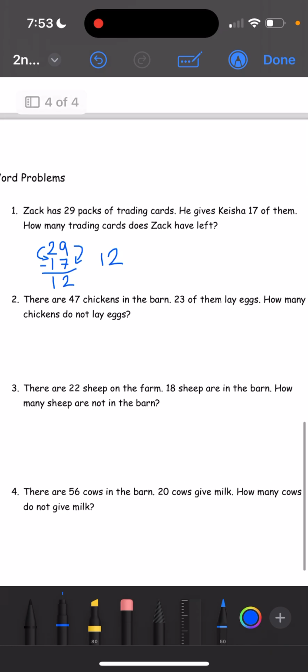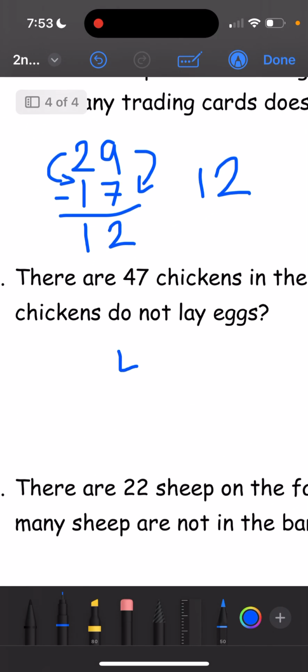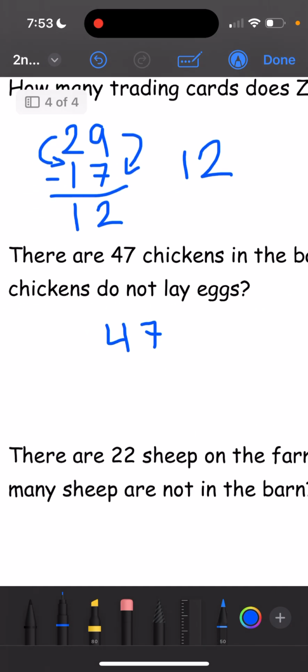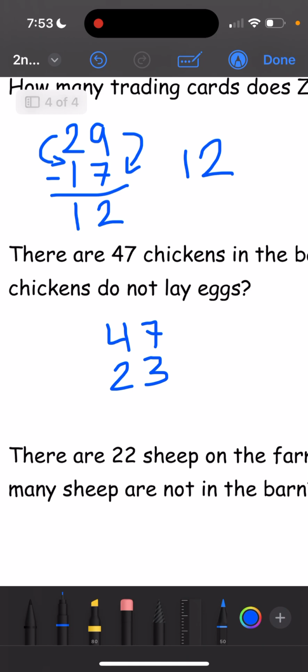Number 2. There are 47 chickens in the barn. 23 of them lay eggs. How many chickens do not lay eggs? All right, so we have 47 chickens, and 23 of them lay eggs. That means the rest of the chickens did not lay eggs, so we're looking for that amount. So we're going to do 47 minus 23.